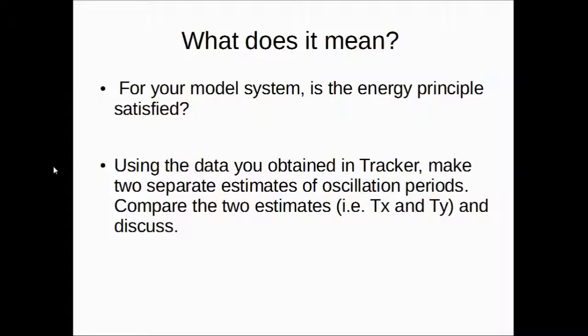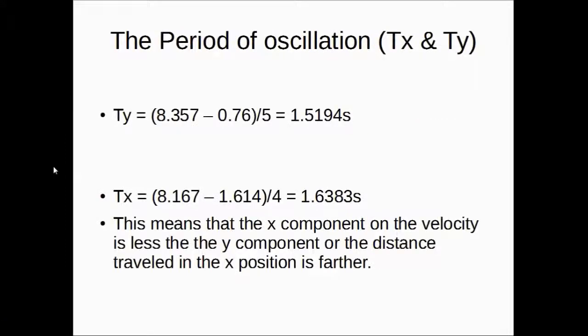Using the data you obtained in Tracker, make two separate estimates of oscillation periods. Compare the two estimates and discuss. So here's the period of oscillation for the x and y components of the position, and they are different, and that's okay because the velocity has two components, the x and y component, and they are different from each other, and that's why we have different periods of oscillation. So it's moving in two dimensions. The x here is larger, and that means that the x component of the velocity is less than the y component, or that the distance traveled in the x position is farther.